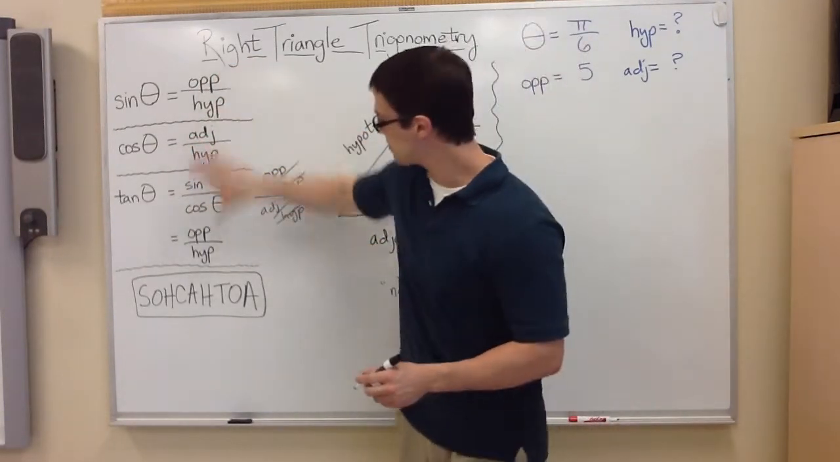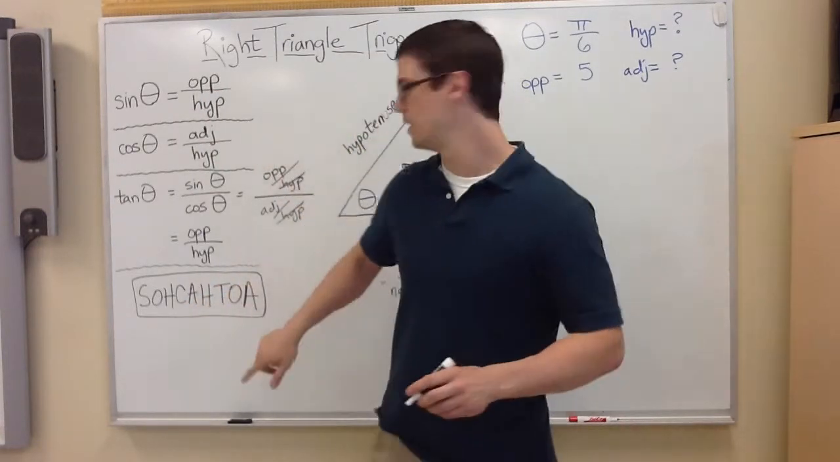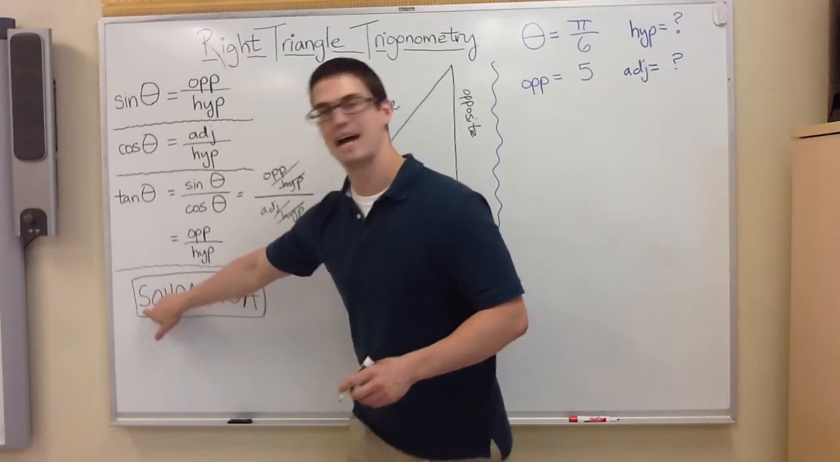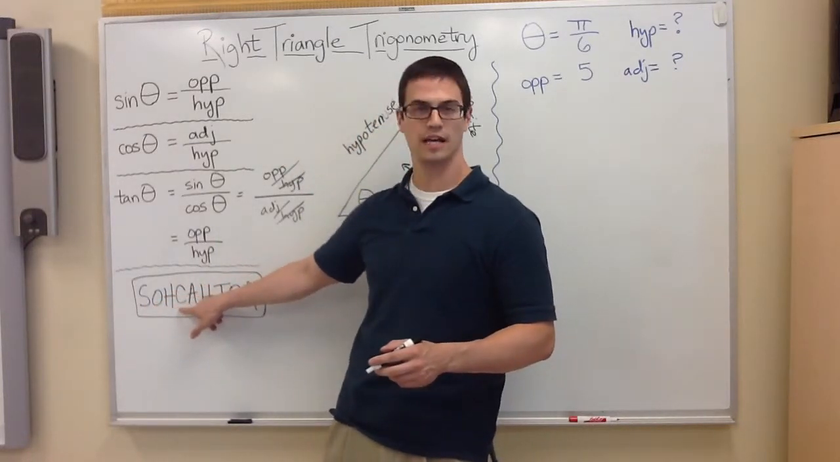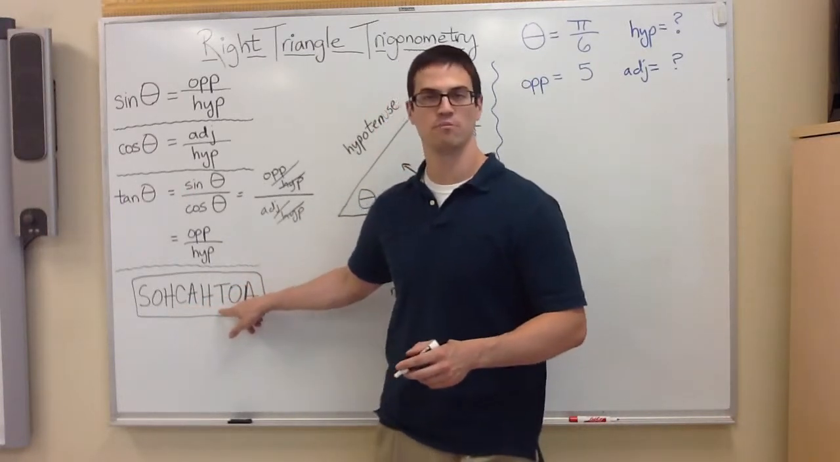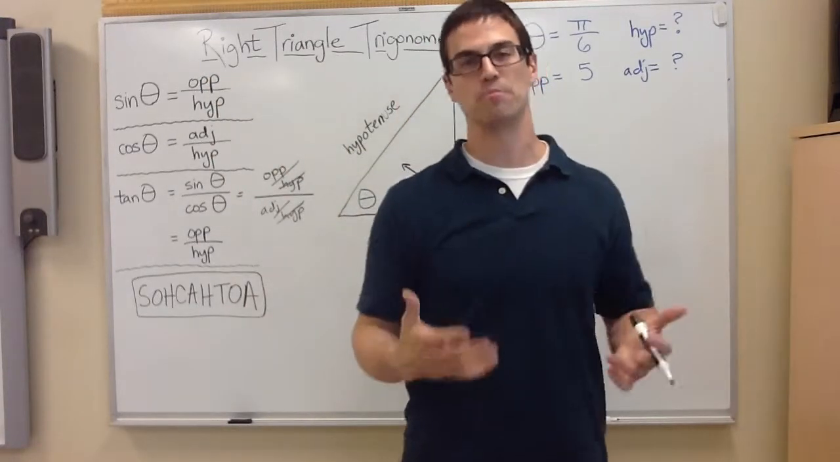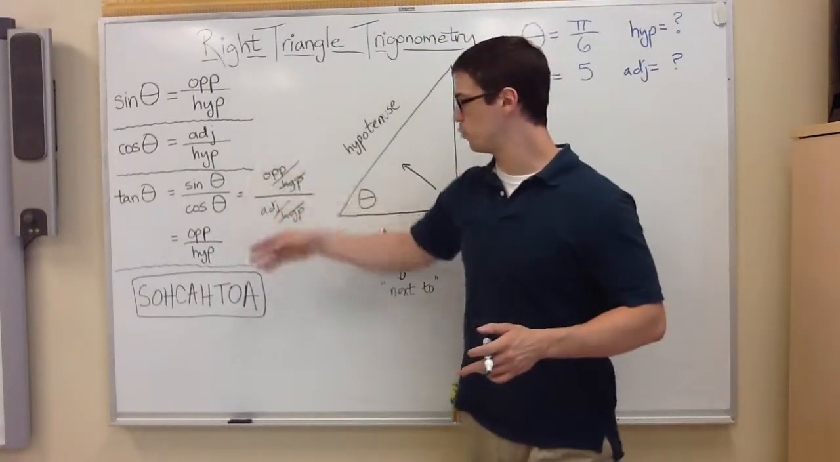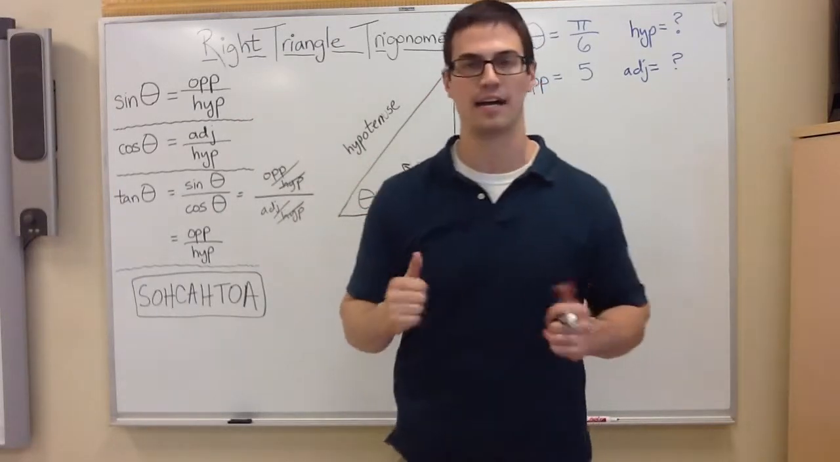Now, an easy way to remember these is called Sohcahtoa. Say it with me, Sohcahtoa. Sohcahtoa basically means sine theta is equal to opposite over hypotenuse, cosine theta is equal to adjacent over hypotenuse, and tangent theta is equal to opposite over adjacent. So it matches the functions. It's a good mnemonic to remember how each function is defined.